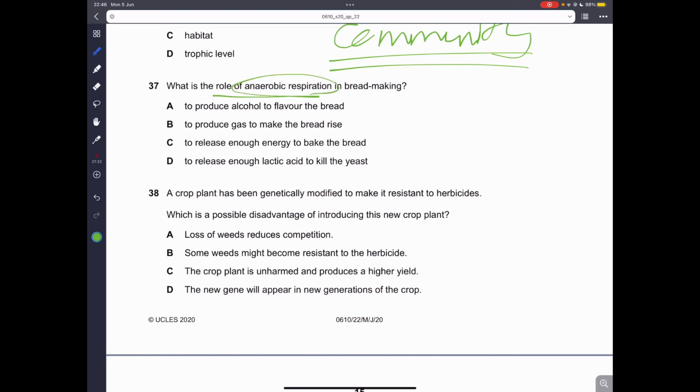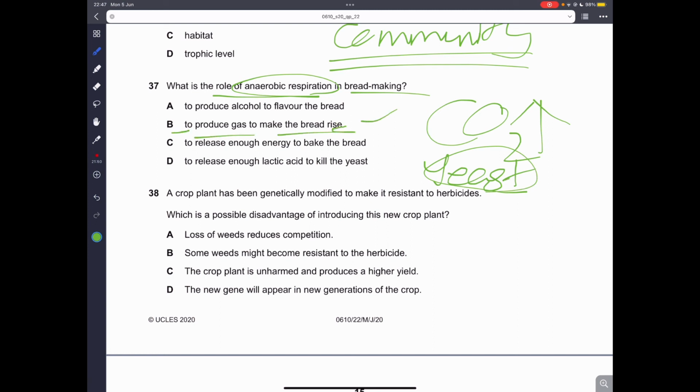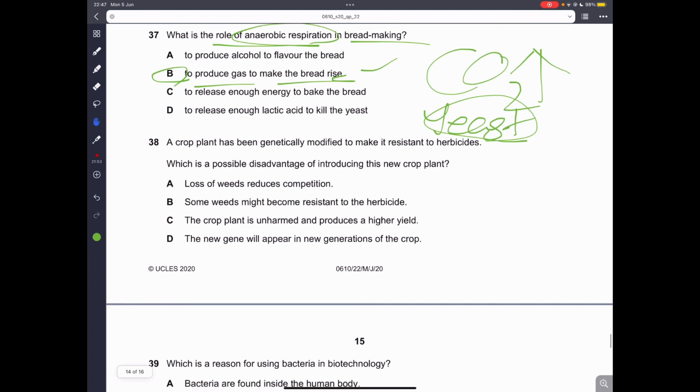Question 37. What is the role of anaerobic respiration in bread making? In bread making, anaerobic respiration is mainly to produce carbon dioxide, and this carbon dioxide gas helps the bread to rise, and that's why yeast is used in bread making. This is to produce gas to make the bread rise, therefore B is the correct answer.